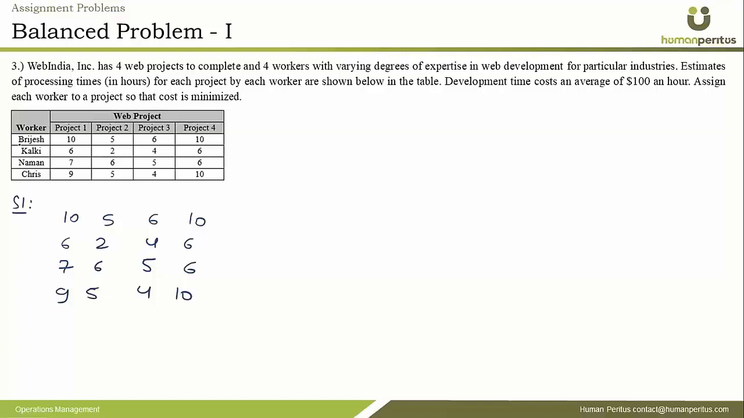So what the question is saying is that Brajesh spends 10 hours on project 1, Brajesh takes 6 hours for project 3. Naman takes 6 hours for project 2, Naman takes 4 hours, 6 hours for project 4. We will try to assign these projects to all 4 of them based on this information, and we will try to minimize cost, which can be evaluated in terms of hours.